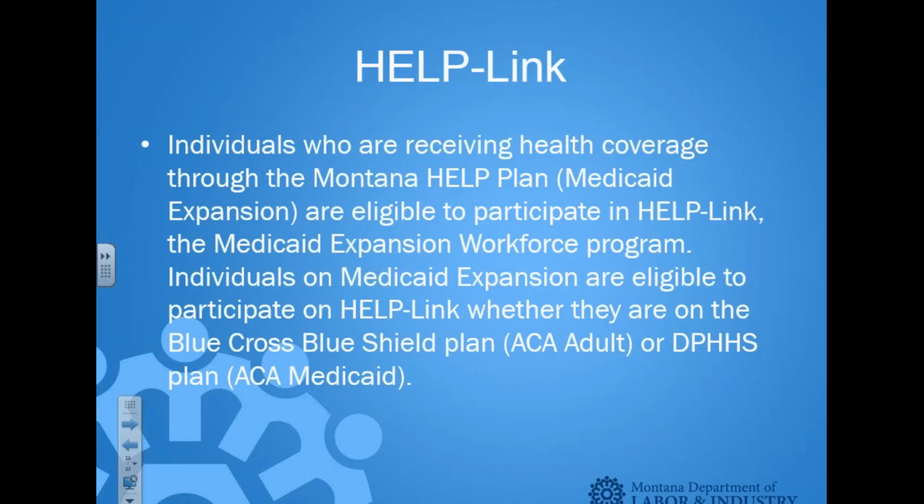Next is going to be the Help Link. Help Link is a work component of Senate Bill 405 that was passed in the last legislation, the Health and Economic Livelihood Partnership Act. This provides insurance coverage by expanding Medicaid to adults ages 19 to 64 at or below 138% of the poverty line. The Help Link, a work component of that HELP Act, is covered through the Montana Health Plan, and you have to be part of the Medicaid expansion at that time. I'll go into a little more of how you qualify in a minute.